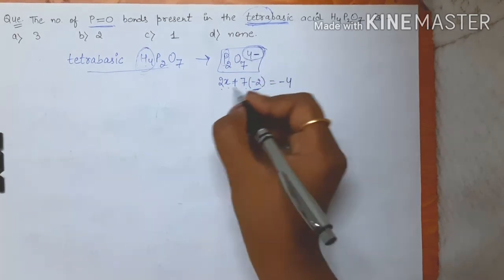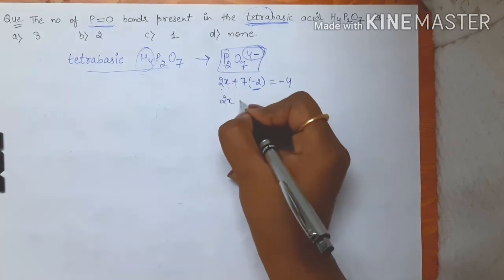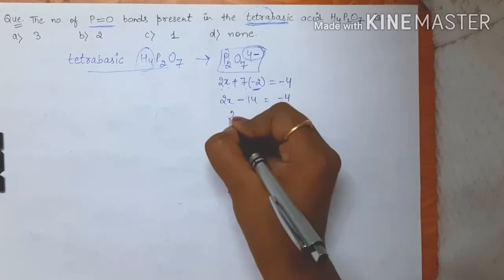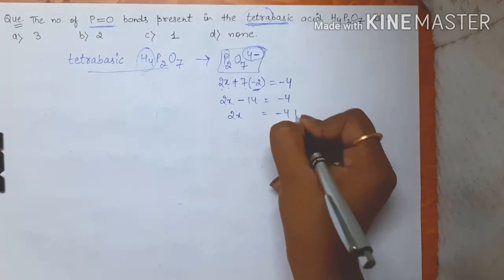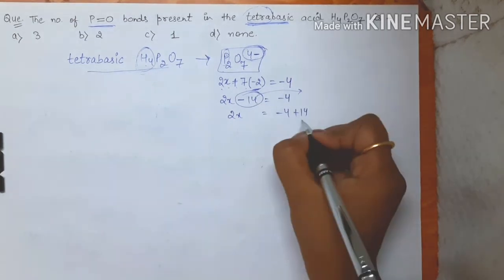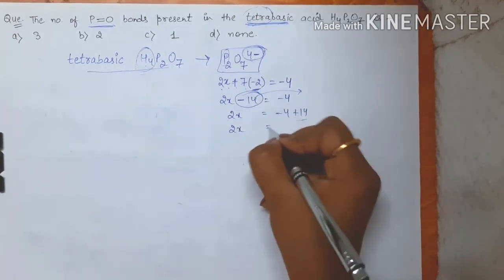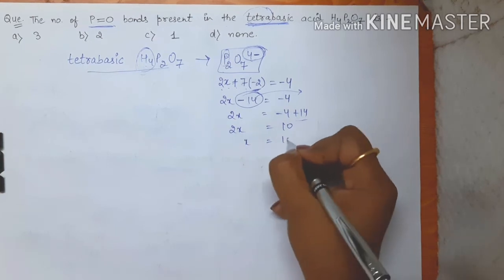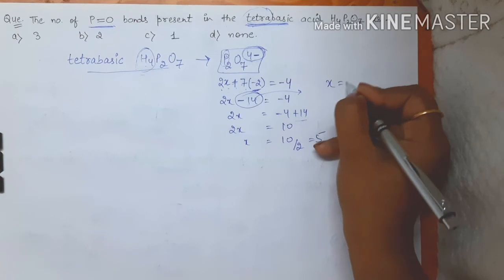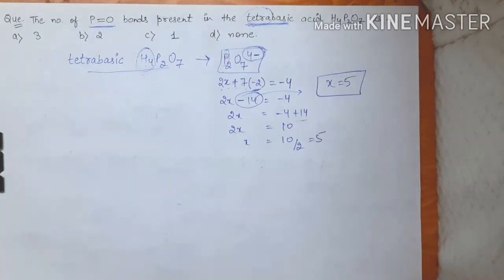On solving, we get 2x minus 7 into 2, 14, is equal to minus 4. 2x is equal to minus 4 plus 14. This minus 14 goes to the right hand side, becomes plus 14. So 2x is equal to 10, and x is equal to 10 divided by 2, that is 5. So the oxidation state of phosphorus is plus 5.